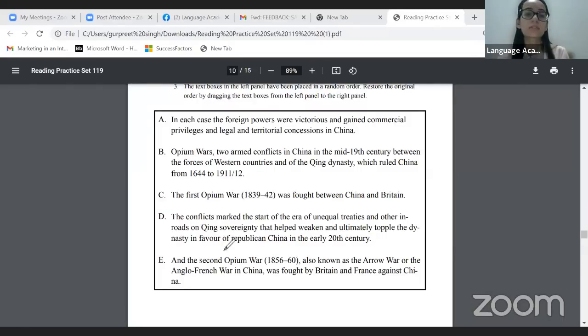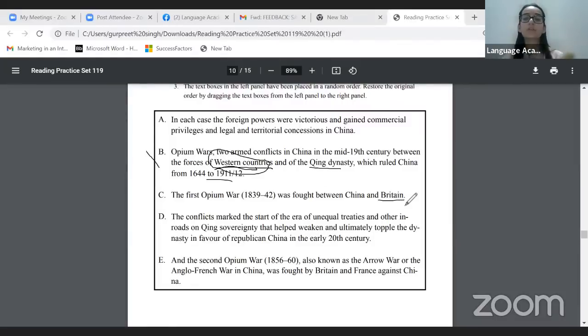Okay, let's discuss. The first one was B because it is the broadest sentence. It says Opium Wars, two armed conflicts in China in the mid-19th century between the forces of Western countries and of the Qing dynasty, which ruled China from this to this. Now, this is the broadest one because this tells you that the wars were between Western countries. Western countries is broader than naming one country.